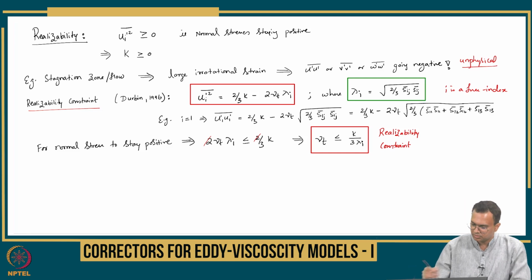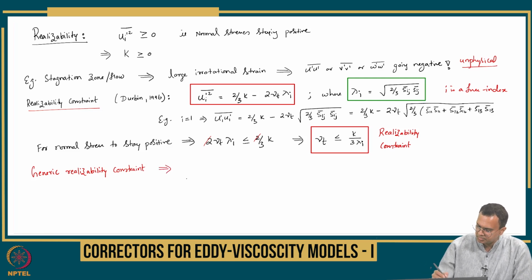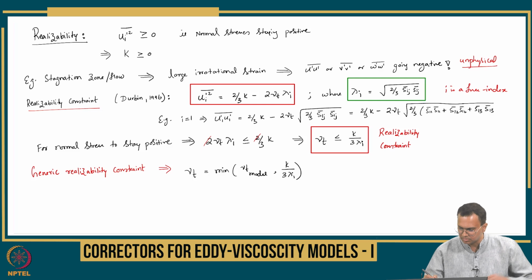So, what you do now is that you can do a generic realizability constraint, and what that looks like is essentially you have nu t equal to, now at the implementation level in your code, the minimum of, you choose one of these, either your nu t from your model comma k by 3 lambda I. So, you compute eddy viscosity from your model, let us say for standard k epsilon it is c mu k square by epsilon, and then you also have this k by 3 lambda I. So, easy to implement, just a one line implementation can help you make your model give realizable or physically correct results. So, this is one constraint that people can use.